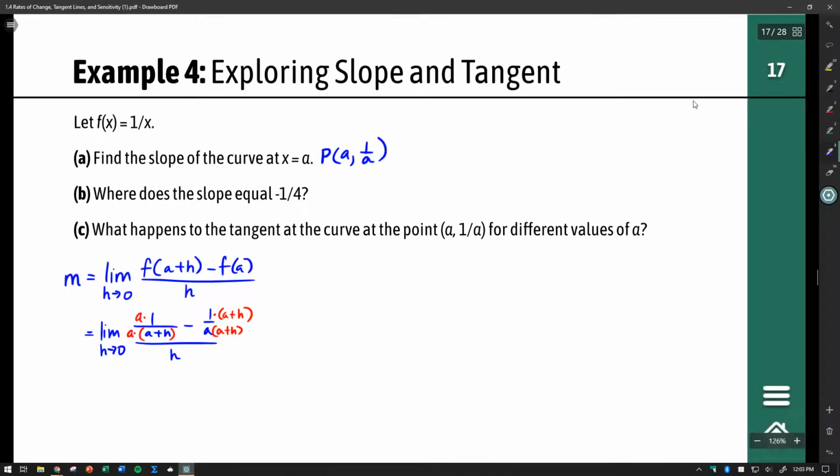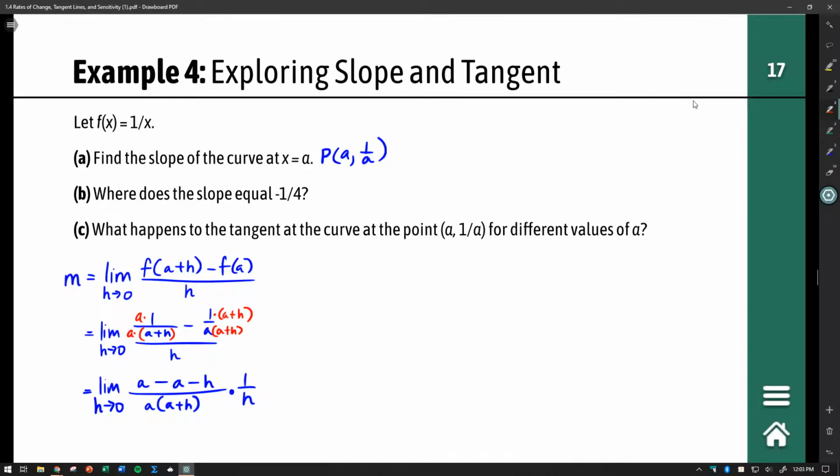So then my next line of work is going to look something like the limit as h goes to 0 of a times 1, which is a, minus the quantity a plus h. So I'm going to say a minus a minus h over the common denominator of a times a plus h. And then rather than divide by h and have another complex fraction, let's just multiply by 1 over h. Okay, so it's starting to look a little simpler.